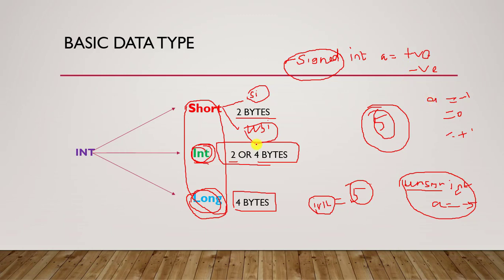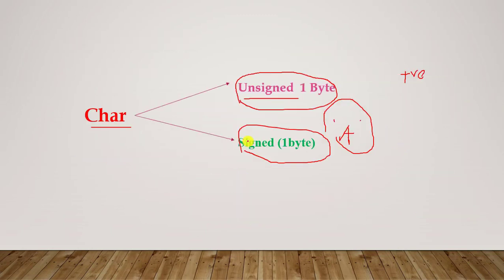So there is a difference between the signed character and the unsigned character. Even this short is divided into 2 parts: signed short integer and unsigned short integer. Even this integer can be divided into 2 parts: signed integer and unsigned integer. Even this long integer can be divided into 2 parts: signed and unsigned long integer. So this is about the integer and the character.